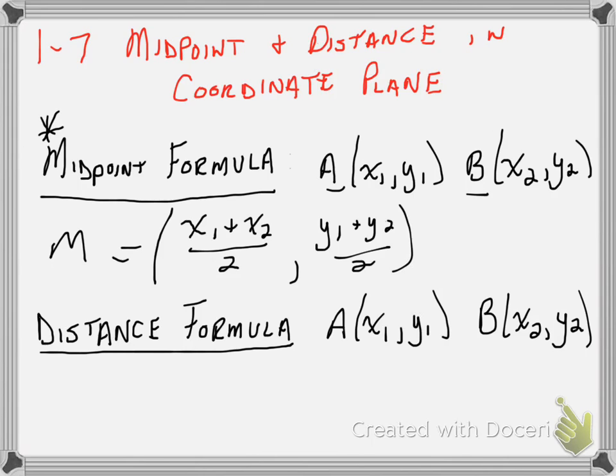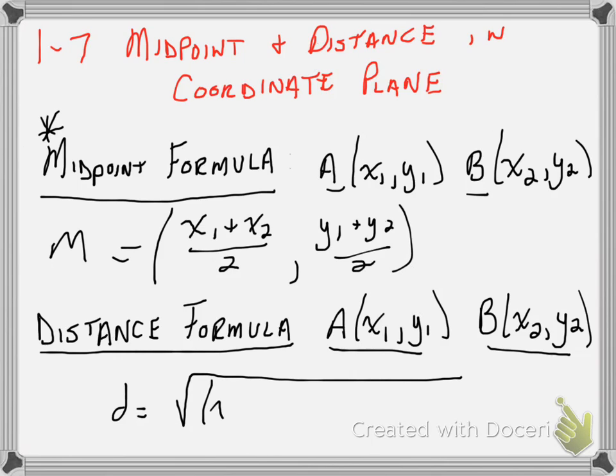The distance formula still deals with two points, point A and point B. Except to find the distance, what you're going to do is take the square root of x2 minus x1, squared, plus y2 minus y1, squared as well. And then take the square root of the whole thing.